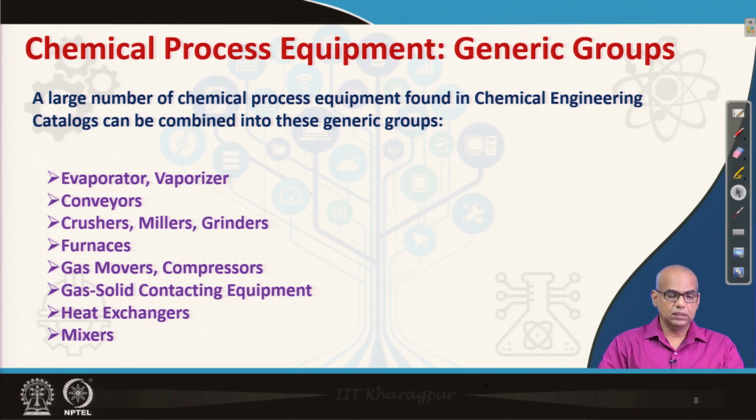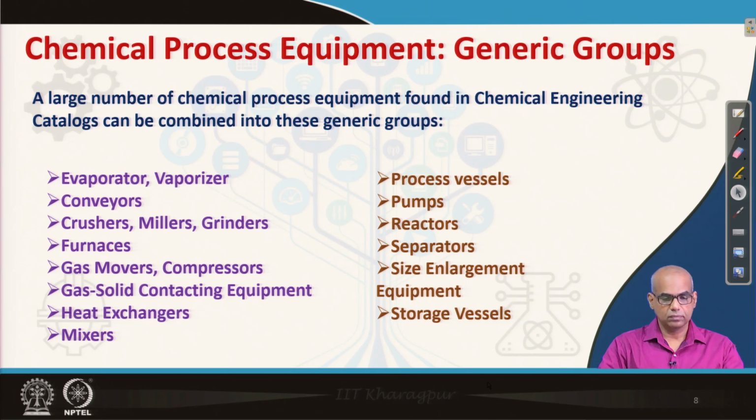Now, it is important to be familiar with these generic groups as well as the equipments that come under these generic groups. Then it will be easier for us when we select a particular piece of equipment for our purpose. The other set of groups: process vessels, pumps, reactors, separators, size enlargement equipment, storage vessels.